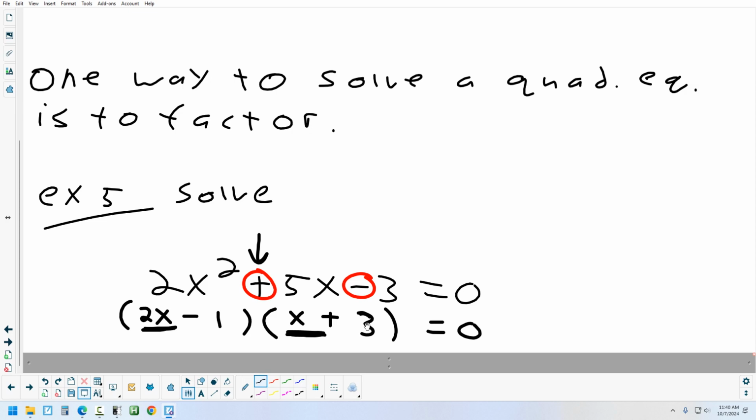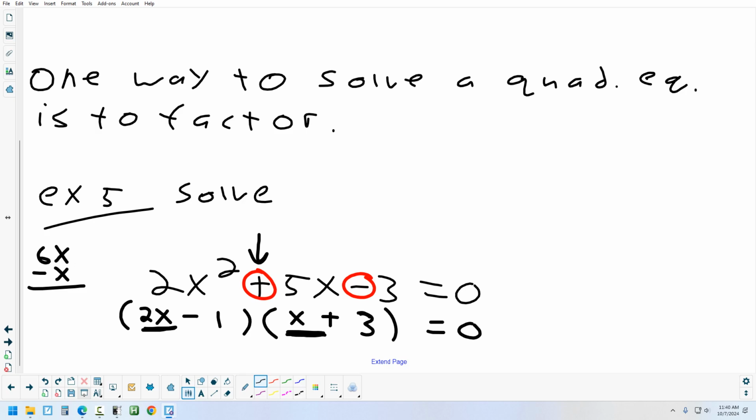Okay, let's check it. 2x times x is 2x squared. What's 2x times 3? 6x. And what's x times -1? Negative x. And 6x take away 1x? 5x. 5x, perfect. So I was FOILing it out to check the answer.